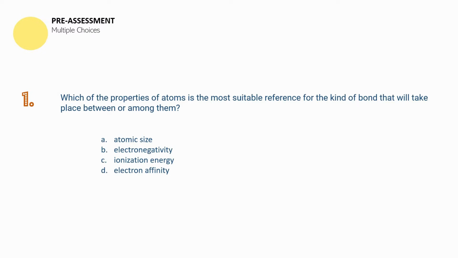For question number 1, which of the following properties of atoms is the most suitable reference for the kind of bond that will take place between or among them? A, atomic size, B, electronegativity, C, ionization energy, and D, electron affinity. If you need more time, you can pause this video. If you have decided to continue, that means you are ready for the next question.